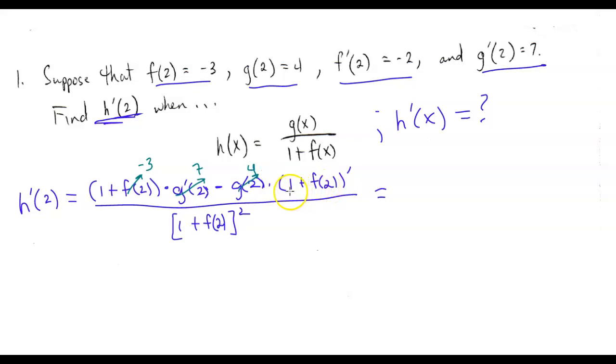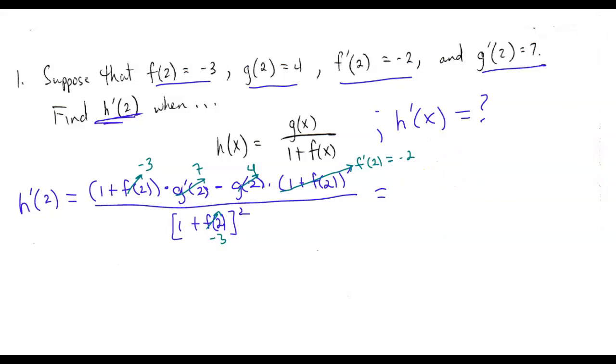And here, notice that we're taking the derivative of 1 plus f of 2. So here we know that the derivative of 1, or derivative of any constant, is 0. The derivative of f of 2 is just going to be f prime of 2. So all of this is just going to be f prime of 2. And f prime of 2 is just -2. F of 2 is a -3.